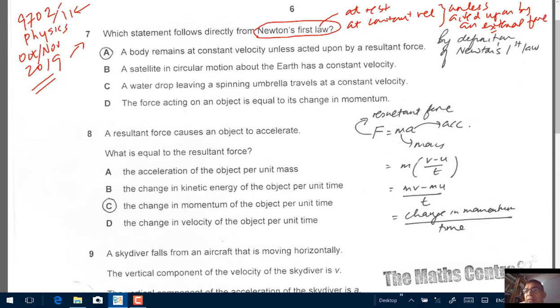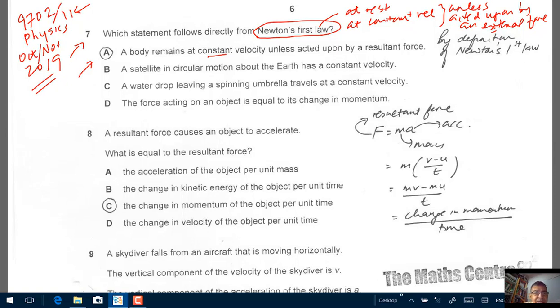Okay, so that's defining Newton's first law. An object at rest will continue to remain at rest, or if it's moving at constant velocity, it will continue to move at constant velocity unless acted upon by an external force. So the correct response is A. A body remains at constant velocity unless acted upon by a resultant force.